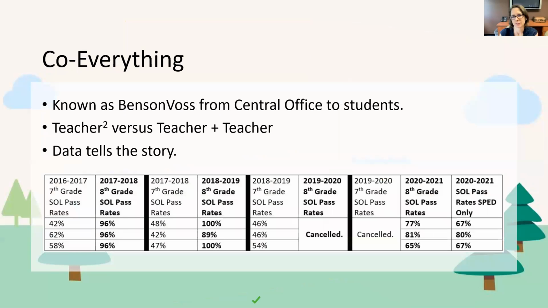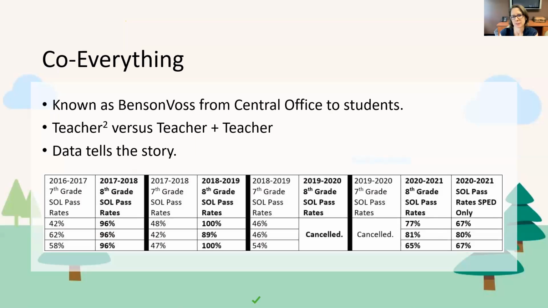Okay, so we've co-planned, co-instructed, co-assessed, talked about it with our kids. And we just want to emphasize that we literally do co-everything. When we've got people that come to visit us, whether it's for the co-teaching initiative or just in our Roanoke County, people know us as Benson Voss. When we are given duty assignments, we are listed as Benson Voss. It's just the way we have worked with each other, and we were determined to do this from the beginning.